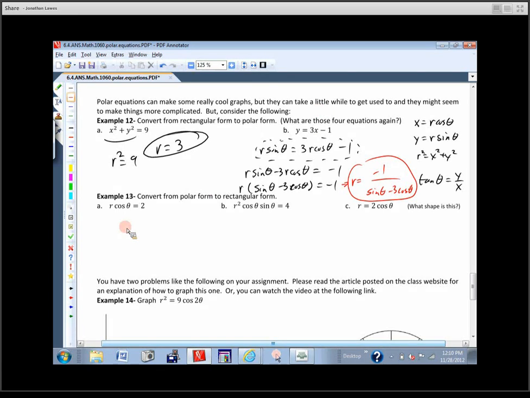Again, if you're changing from polar to rectangular, you're getting rid of all the r's and thetas and you're replacing them with x's and y's. See anything that looks familiar? r cosine theta is the same as, there we go, x equals 2. It's that simple. This one's a little more tricky.